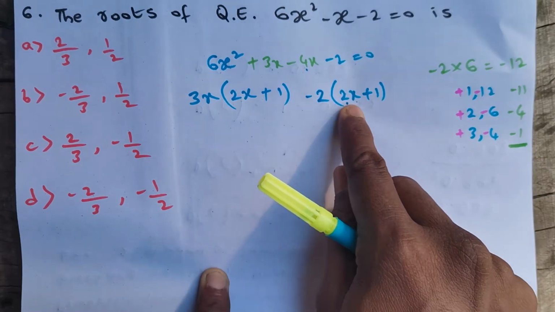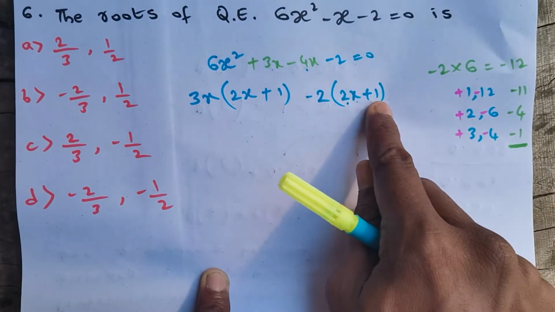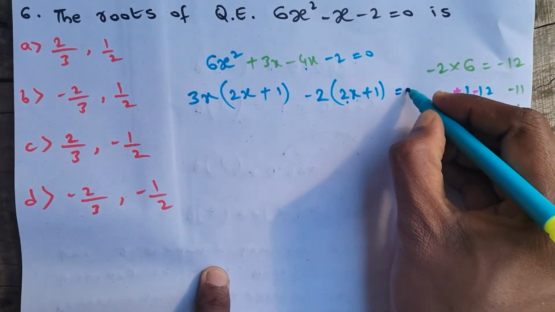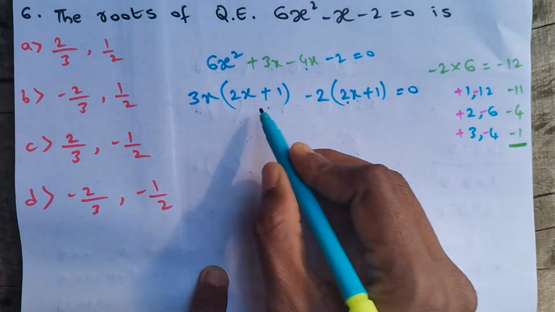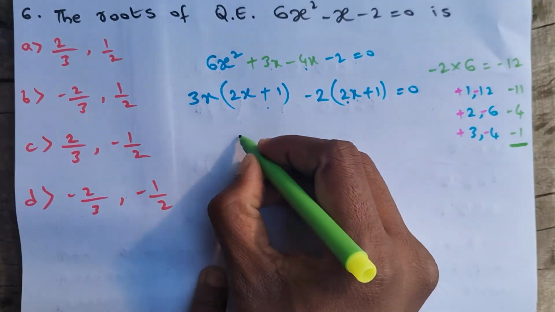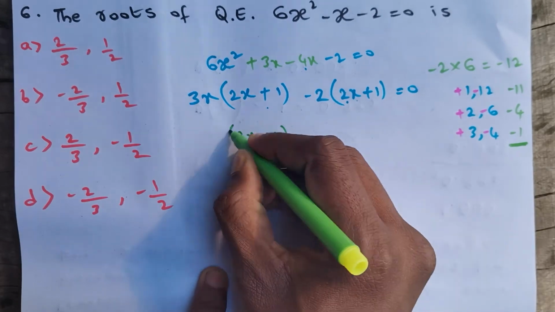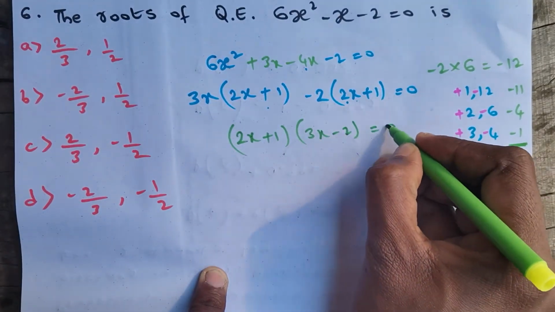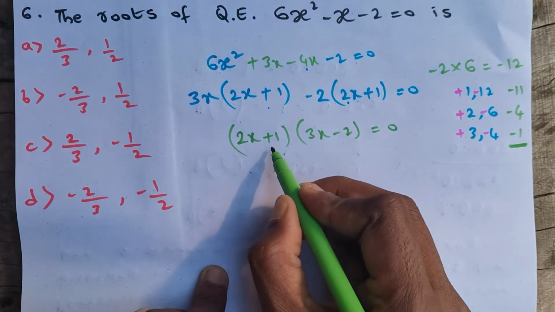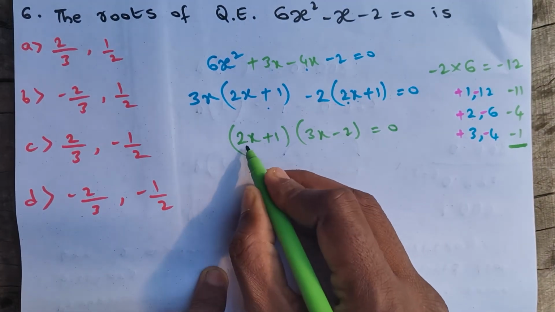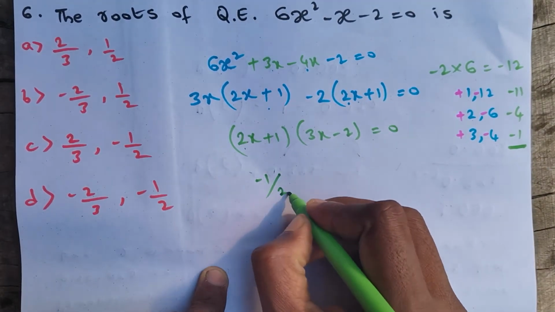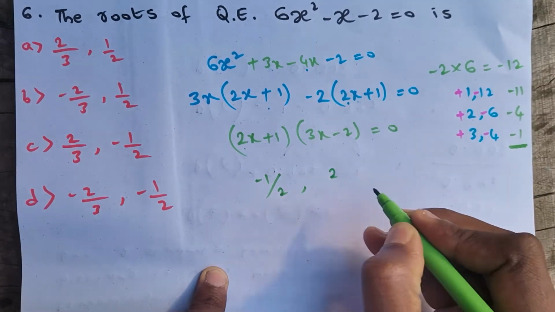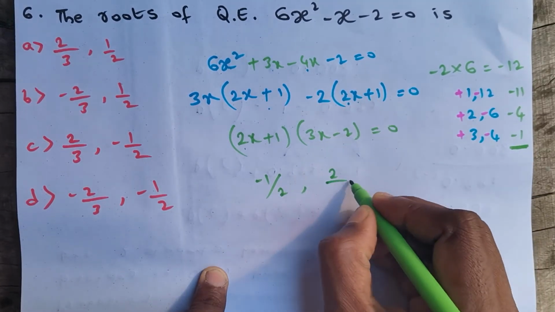Minus 2 into 2x minus 4x minus 2 into plus 1 minus 2 is equals to 0. Here 2 brackets are there, so write it once: 2x plus 1 into 3x minus 2 is equals to 0. Here plus 1 is there, so minus 1. Here multiplied by 2 is there, so divided by 2. Here minus 2 is there, plus 2. Here multiplied by 3 is there, divided by 3.